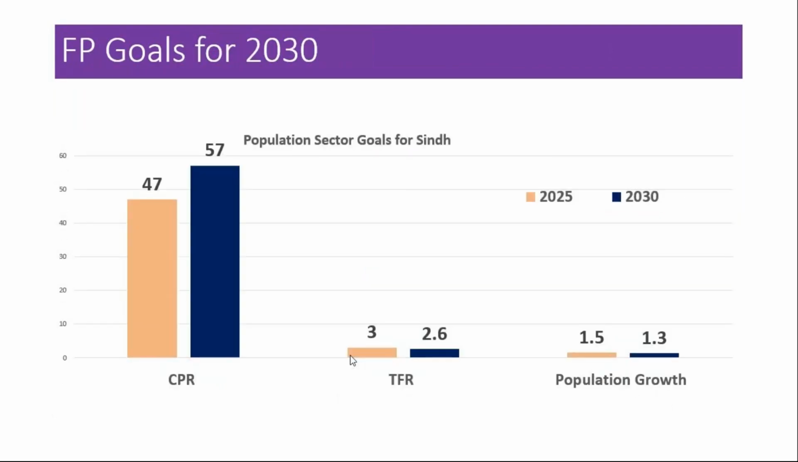These are the goals for 2030 as per the FP 2030 roadmap, and we'll be focusing on transformation of social and gender norms, and we want to achieve 57% CPR by 2030, likewise reduction in TFR and population growth. Next, please.